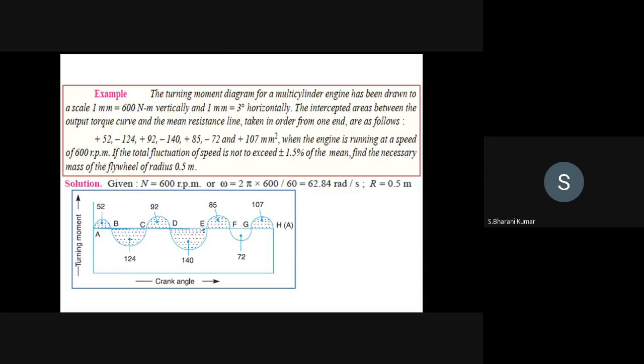Coming to the problem, we see that. So speed will now be 600 rpm converted into omega, that is 62.84 radian per second, and r equal to 0.5 meter. And the graph is already the same. Yeah, for a log sum, look it out here.